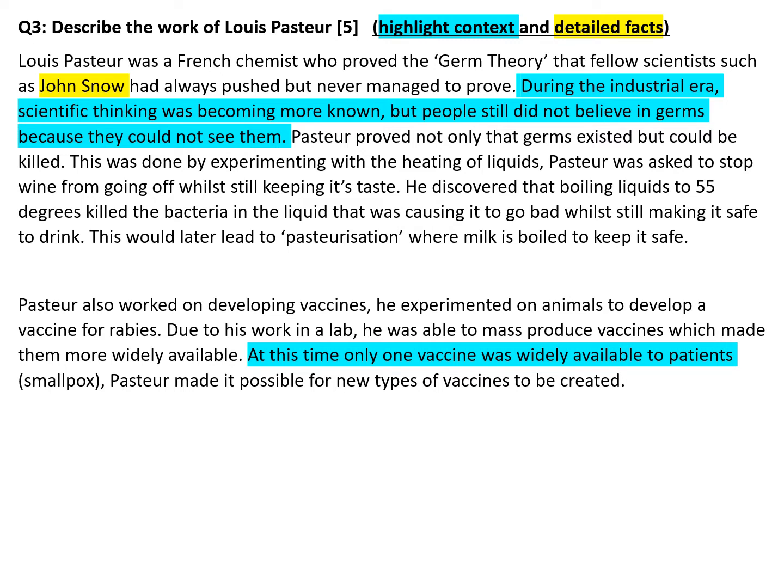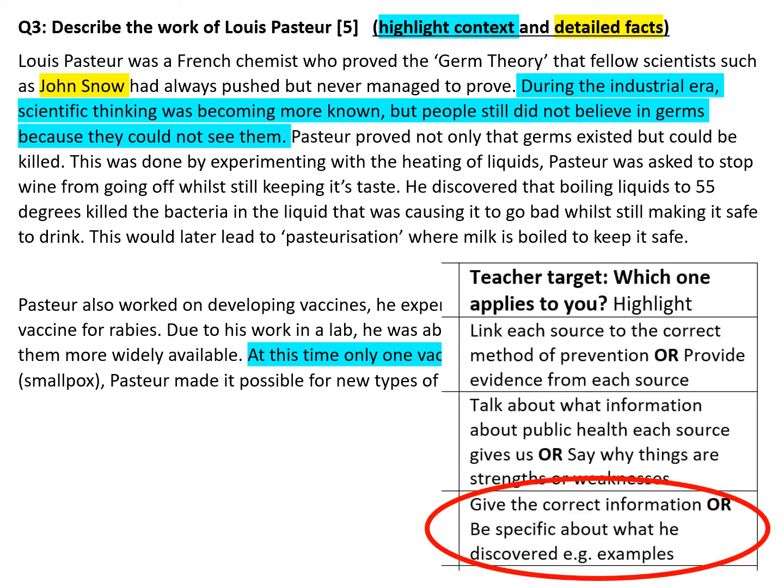So it's not a massive paragraph, but have I got context? Yes. Have I got detailed facts? Yes. I mean, there's not a lot I can say about him developing vaccines. There's no point in waffling because I want to move on to the next question. Okay, so this is a good answer because I've described two things. I've used detailed facts, context, and I've used key terms.